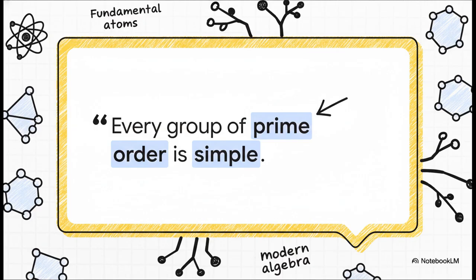I mean, how elegant is that? It's this beautiful, powerful result. If you have a group and the number of things in that group is a prime number, like 3 or 5 or 7 or 23, you know for an absolute fact that it is a simple group. It's one of those mathematical atoms.